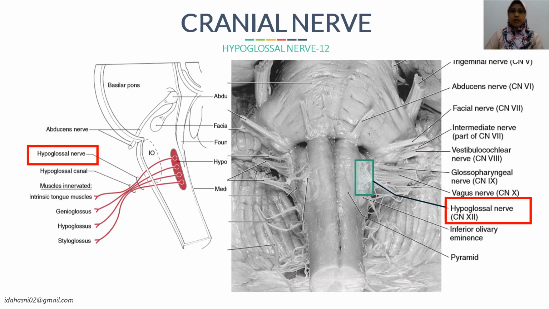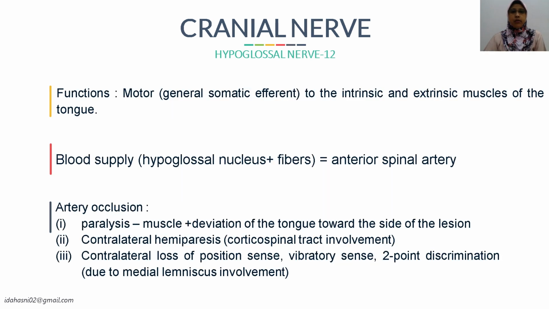Next is the hypoglossal nerve or cranial nerve number 12. The hypoglossal nerve nucleus is located internal to the hypoglossal trigone. The hypoglossal nerve has motor functions that carry general somatic efferent fibers to the intrinsic and extrinsic muscles of the tongue. The blood supply to the hypoglossal nucleus and the fibers comes from the anterior spinal artery. Any occlusion of these branches, as in medial medullary syndrome, may result in paralysis of genioglossus muscles with deviation of the tongue toward the side of the lesion.